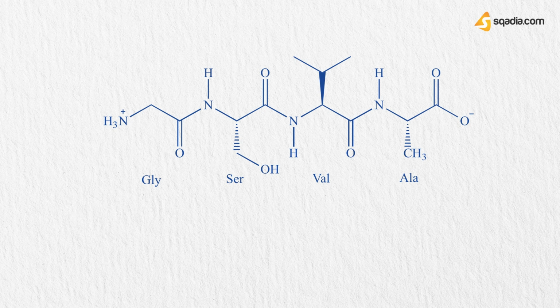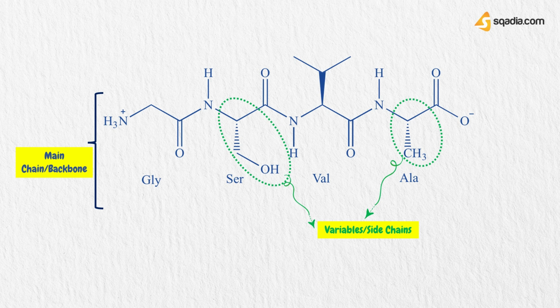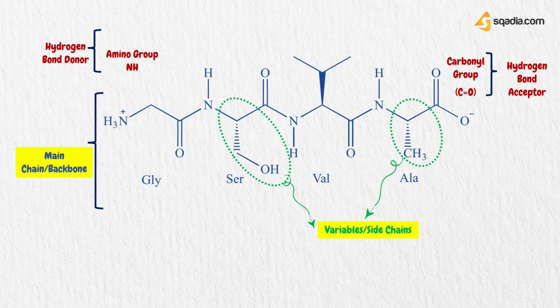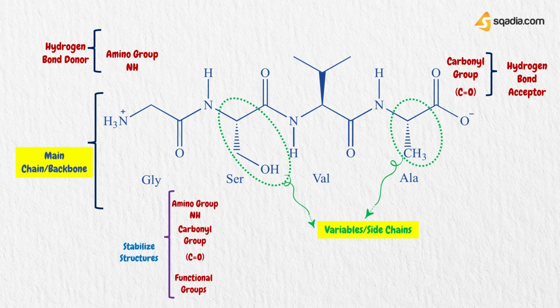A polypeptide chain consists of a regularly repeating part, called the main chain or backbone, and a variable part, comprising the distinctive side chains. The polypeptide backbone is rich in hydrogen bonding potential. Each residue contains a carbonyl group, which is a good hydrogen bond acceptor, and an NH group, which is a good hydrogen bond donor. These groups interact with each other and with functional groups from side chains to stabilize structures.